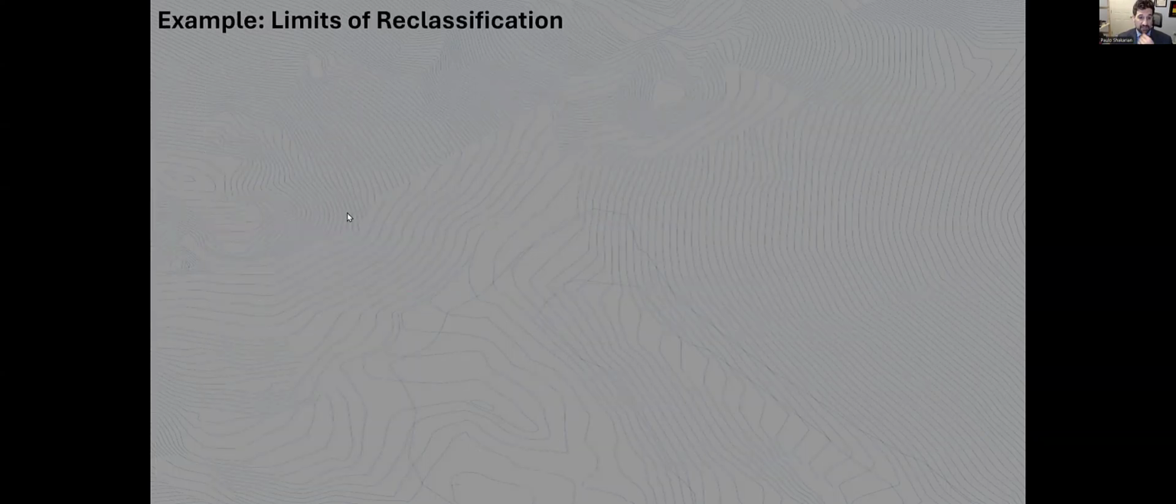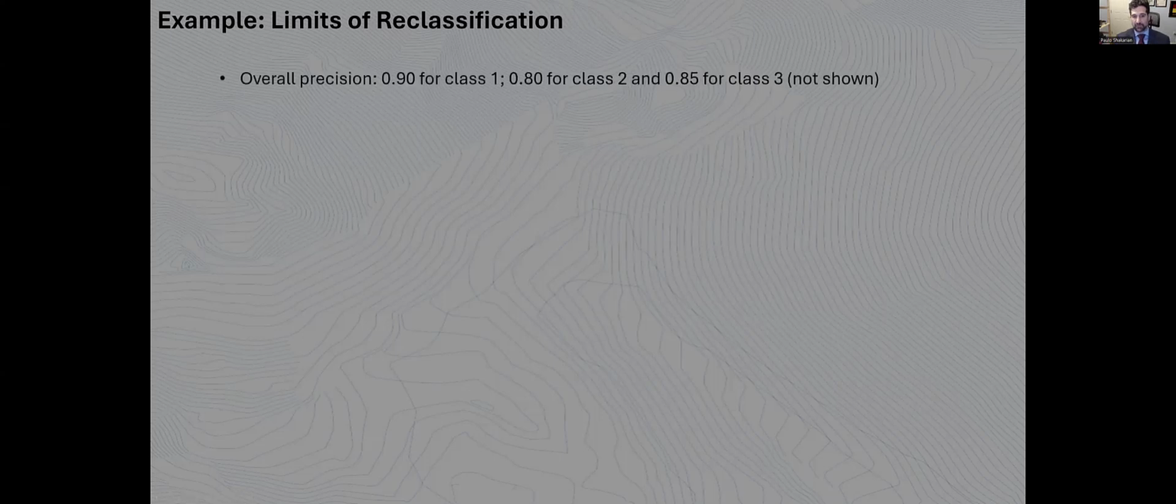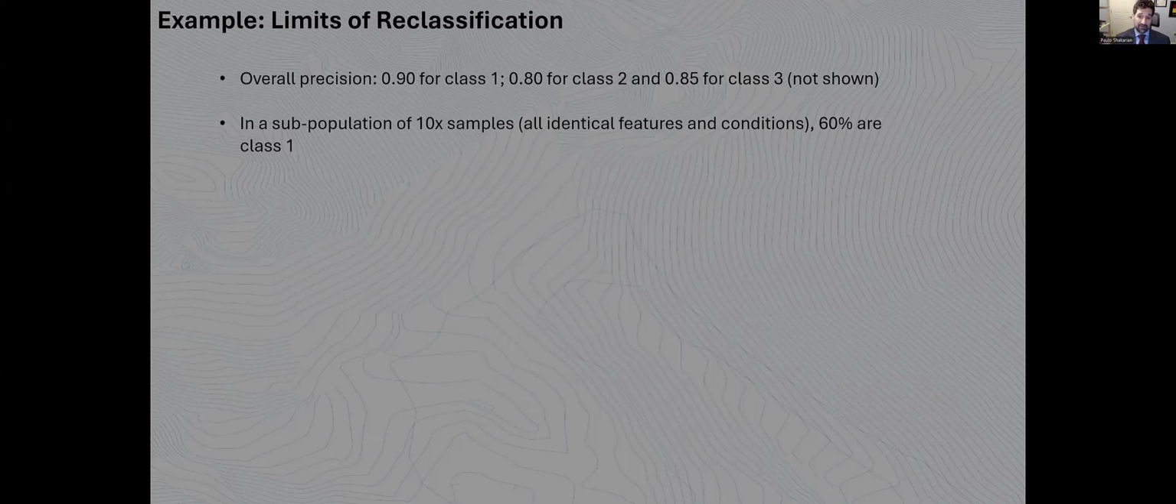So let's say we have overall precision of 0.9 for class 1 and 0.8 for class 2 and 0.85 for class 3. Let's say we have a subpopulation of 10 samples. So all of them are identical by the features, or how they look to the neural model, as well as the conditions. And let's say 60% are in class 1.